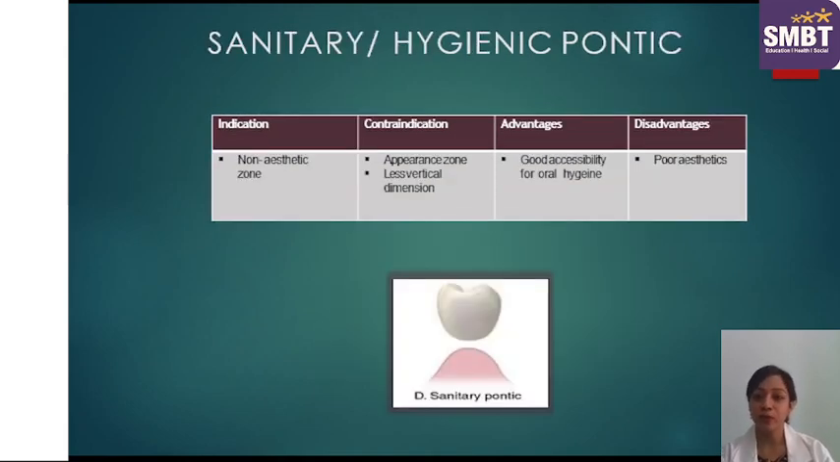Next is the sanitary Pontic. This is generally advocated again in the posterior region. As you can see, the shape is such that there is a gap left between the ridge and the mucosa. This is around 2 to 3 mm and it facilitates easy cleaning or hygiene in that area. So generally this kind of Pontic is given in the posterior zone where it is easy to maintain the hygiene and clean this area. However, the aesthetics are affected, so we do not indicate this in the anterior zone.